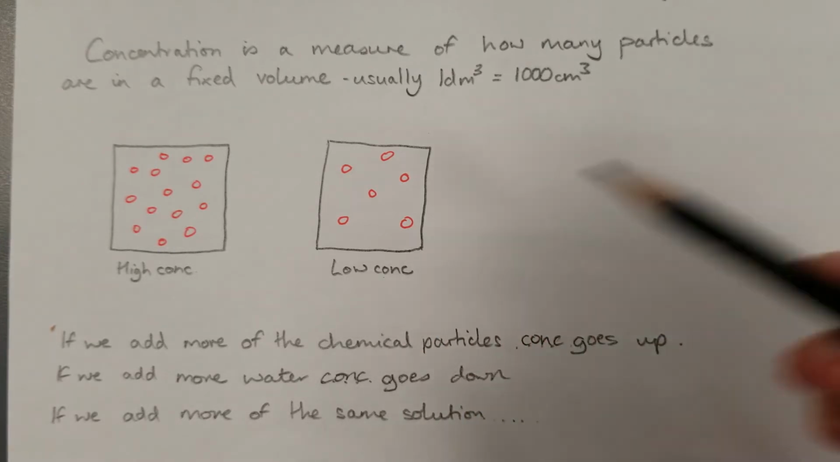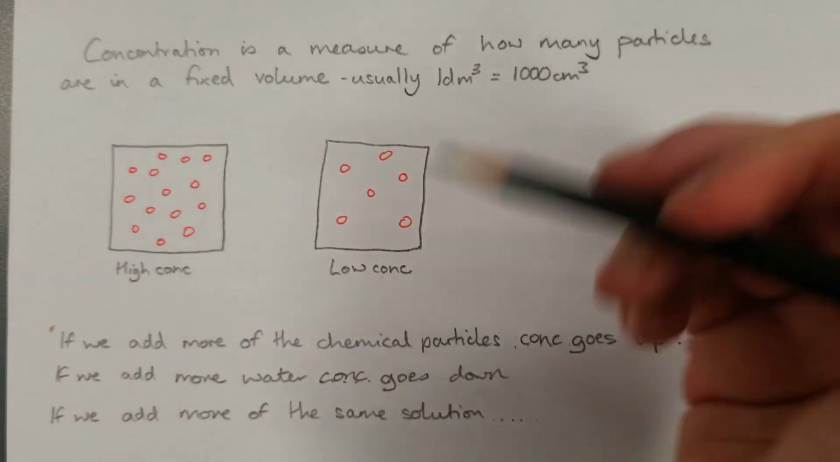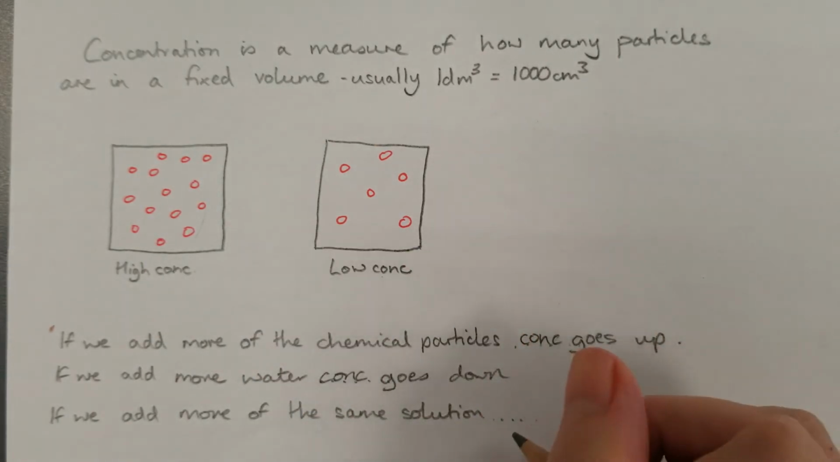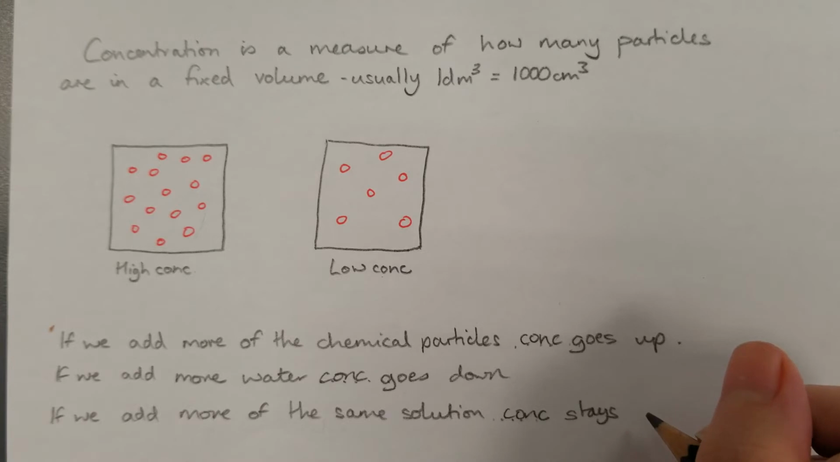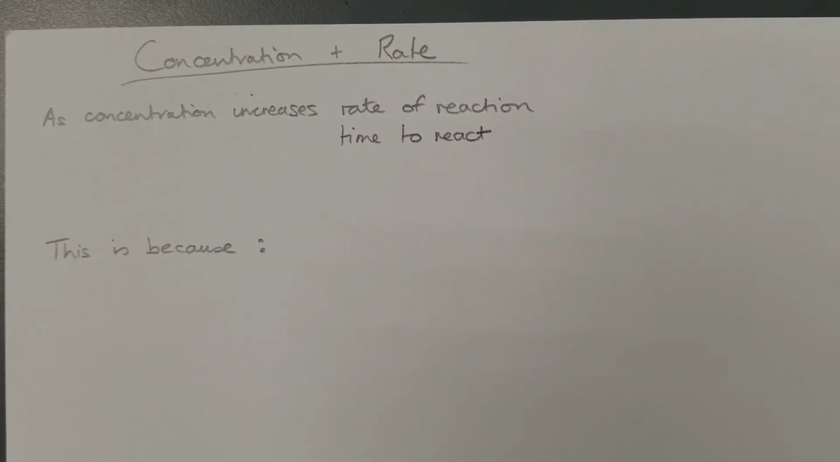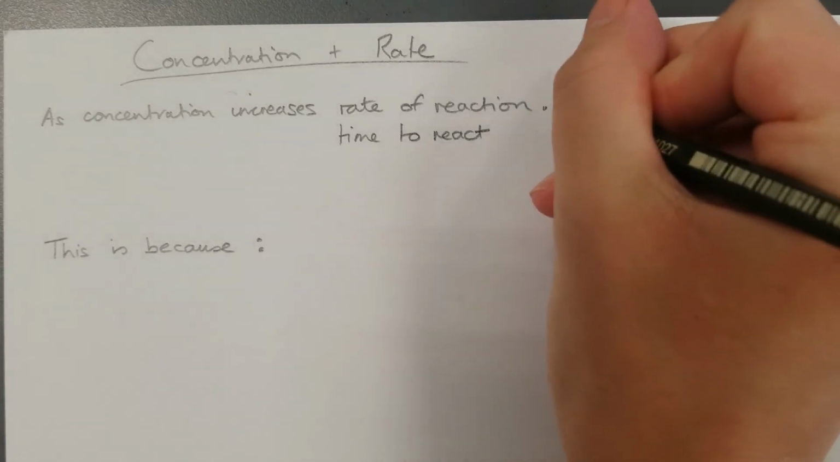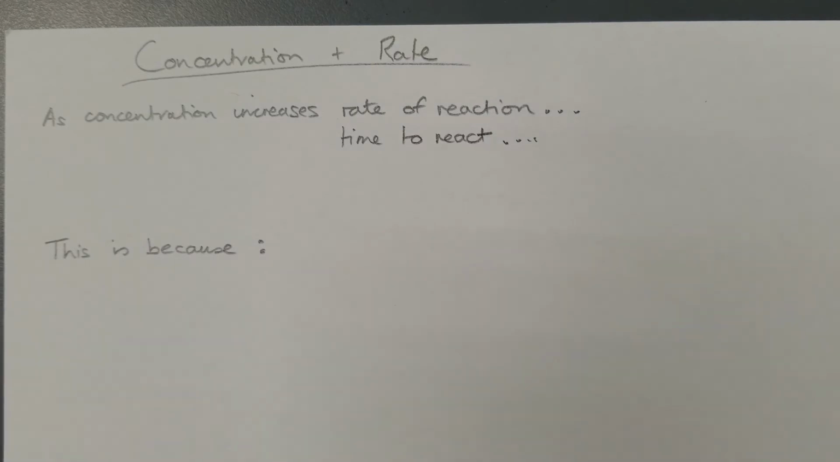If we add more of the same solution, so I take this high concentration solution and just pour more volume of it in, the concentration will stay the same because we're adding the same amount of particles to volume. It's the same ratio still, so the concentration would stay the same. Okay, so now we need to think about how our concentration then affects our rate. So again, give the video a little pause and try and end those 2 sentences for me.